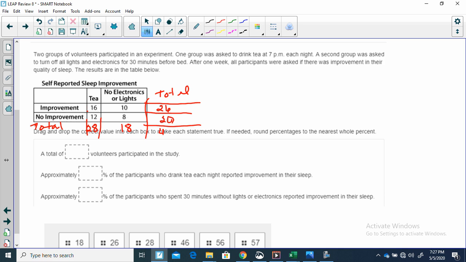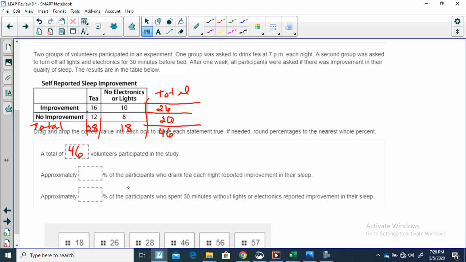26 plus 20 would be 46, wouldn't it? See if your 28 and 18 also equals 46, because you should have the same answer either direction. 28 plus 18, 46. So we get 46 either way. The total number of people who participated in the study was 46.